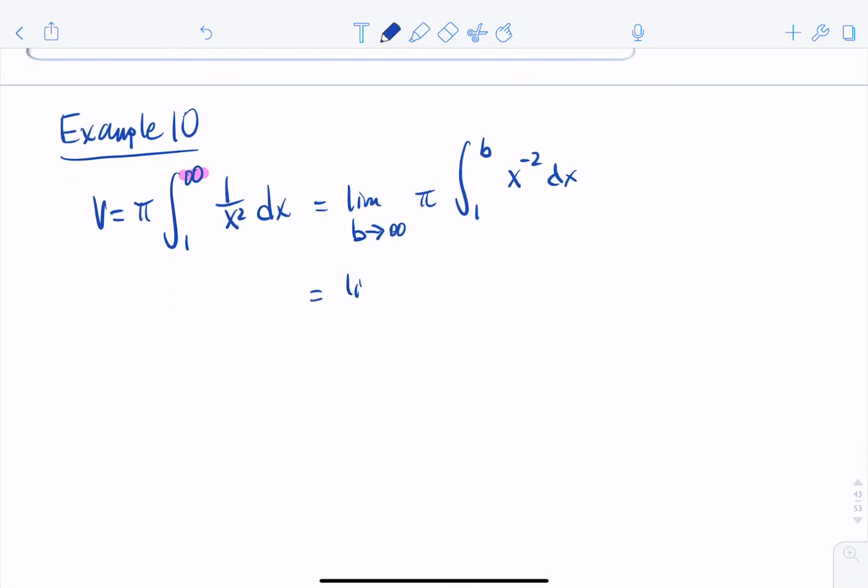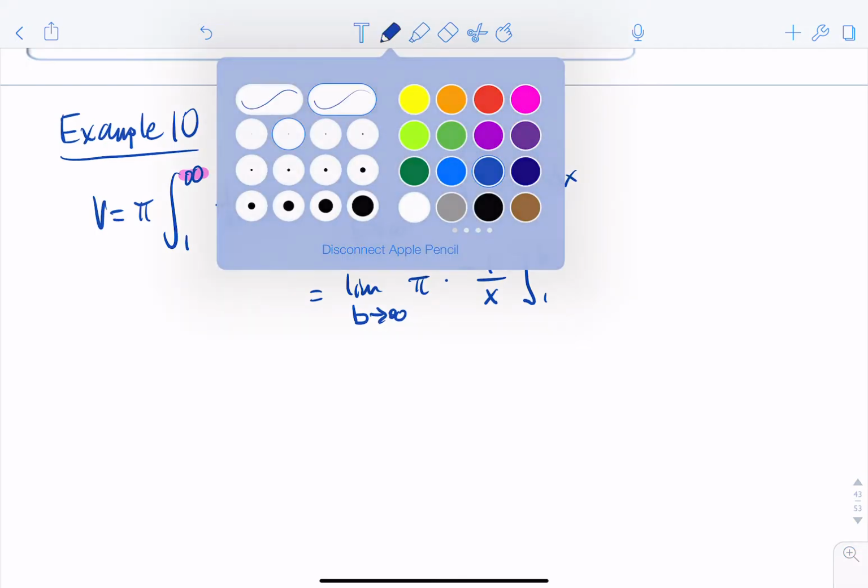Carry down our limit, b goes to infinity, still some sort of pi. The antiderivative of x to the negative 2 power is negative 1 over x, and we'll evaluate that from 1 to b. Pretty sure that we've seen this before. Remember that this thing is a p-series, and when that p is greater than 1, this thing converges. What does it converge to?